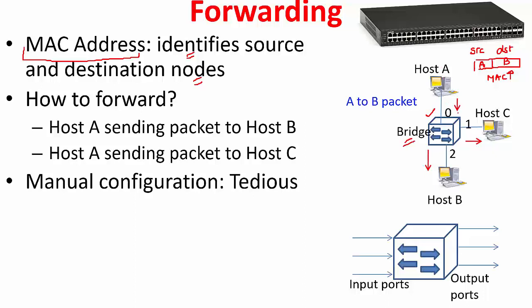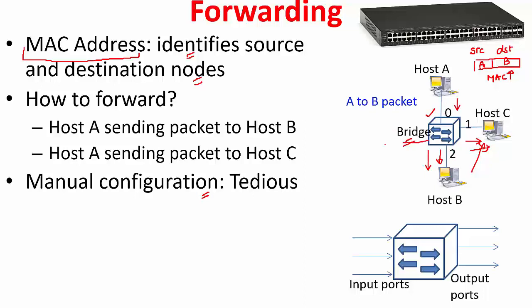Ideally, you want this packet sent on this interface and not on this interface, because that is where host C is; host B is here. So one way to do this is manual configuration. Whenever any hosts are connected to this particular switch, you manually configure: if you want to reach B, use port 2; if you want to reach host C, use port 1.